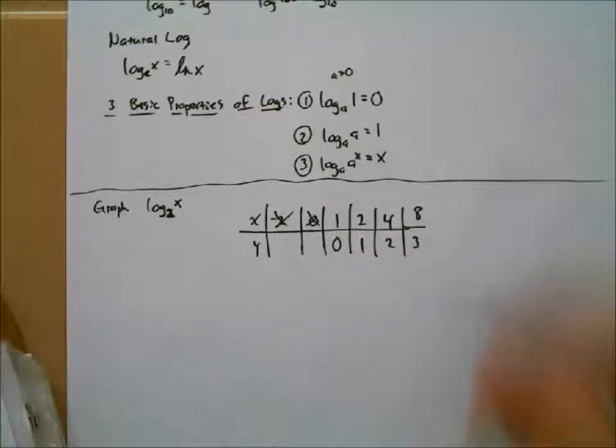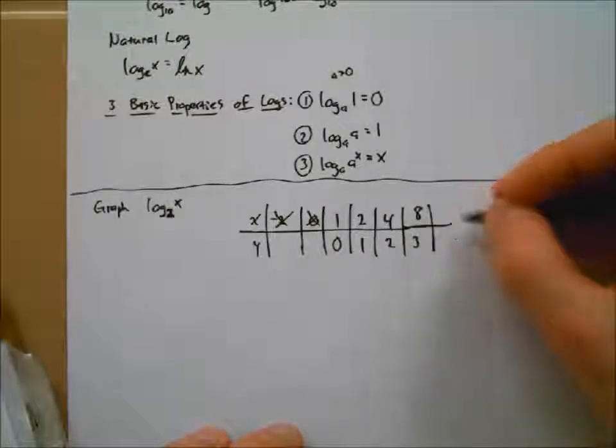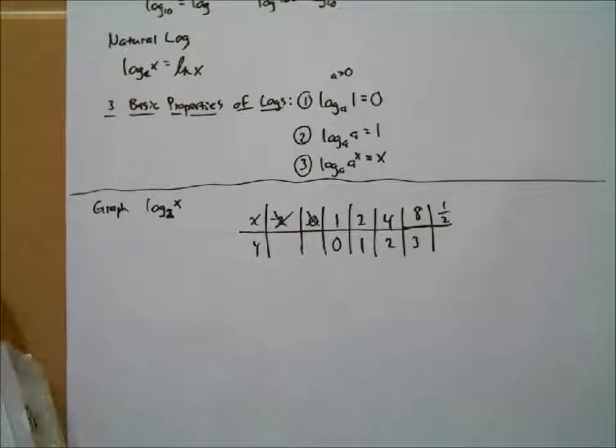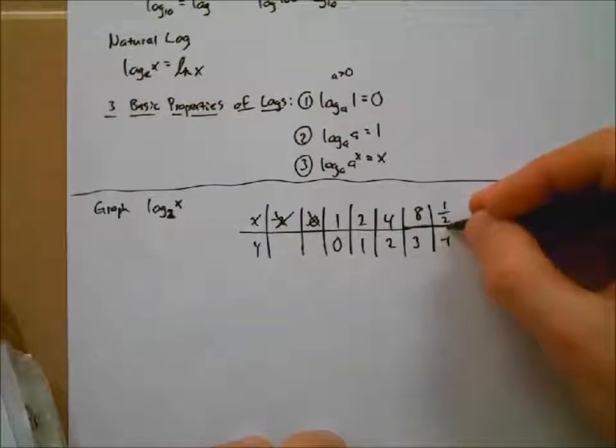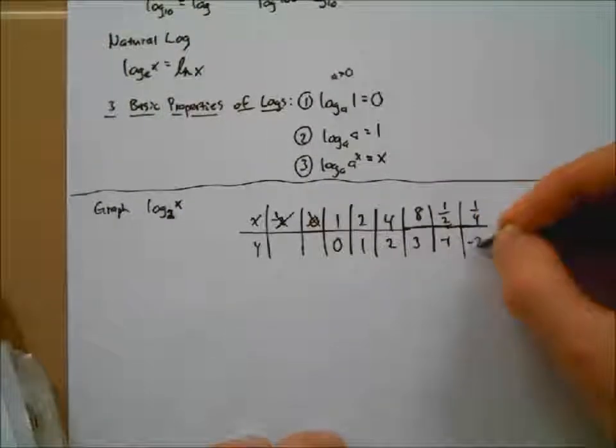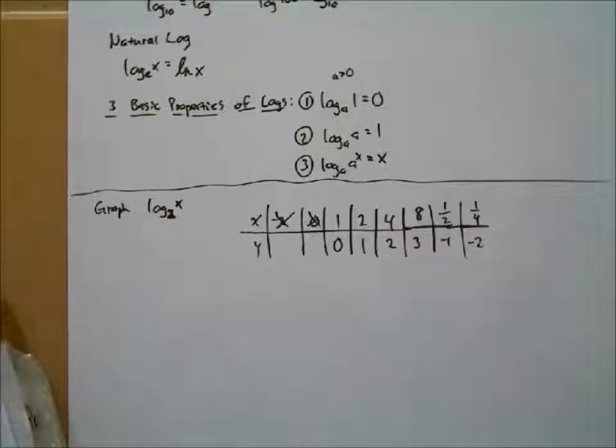And then I can pick 8 and get 3, and then you get the idea, and so on and so forth. I could also, if you really want to be clever, do something like 1/2. 2 to what power gives us 1/2? -1. Okay. 2 to what power gives us 1/4? -2. Okay, so you can get negative y values here.